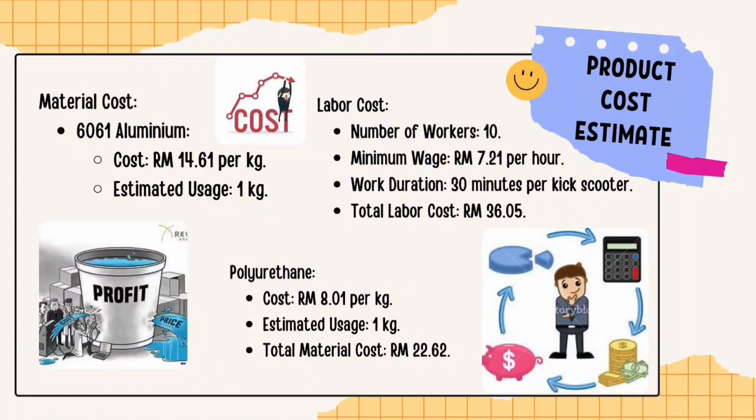After that, for labor cost, we assume that the number of workers involved in the production is 10 people, and the hourly wage given to them is the minimum wage, which is 7.21 ringgit per hour, and the work duration for each scooter is 30 minutes. Then the total labor cost will be 36.05 ringgit per scooter.